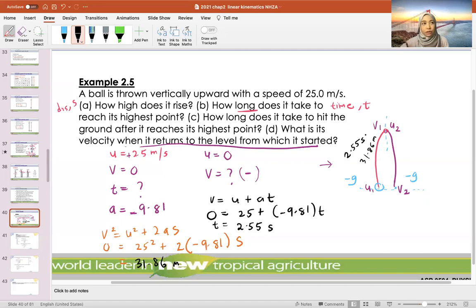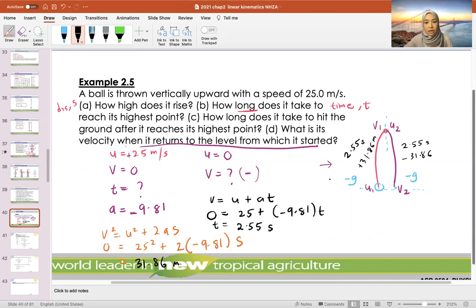Now, kita dah tahu one side is 31.86 untuk reach the highest point, and then it took the ball 2.55 seconds untuk reach the highest point. So we know that by symmetry that we should be getting the same time going down, and we should be going down by 31.86. Kenapa negatif? Sebab sekarang displacement menurun.